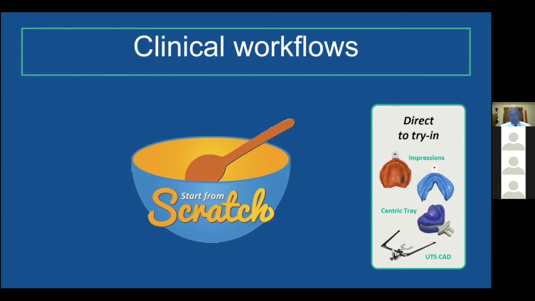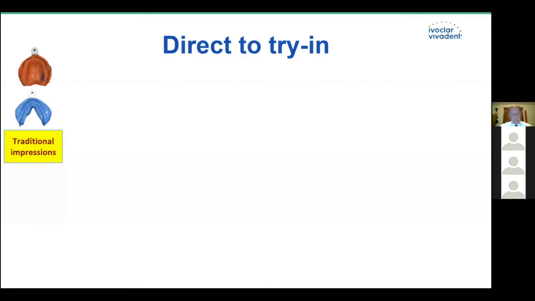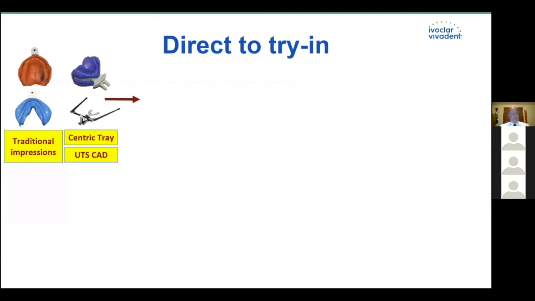So we're starting from scratch, and what we're going to do is take impressions as you normally would. Again, nothing changes here. We'll talk a little bit in the tips part of this workflow about different ways to take the impressions, very briefly. We'll call them preliminary impressions, or if you're really fancy, you can make them final impressions by the way you take the impression. It's your call, but typically they're going to be preliminary impressions. They're traditional. The only new learning here is going to be the Centric Tray and the UTS CAD.